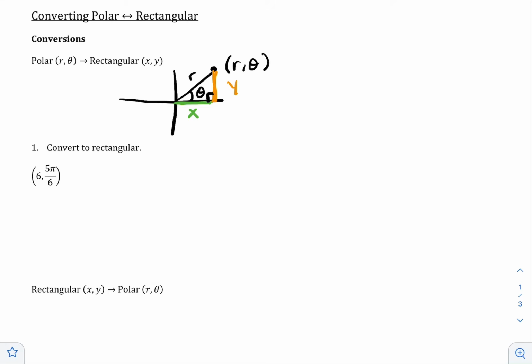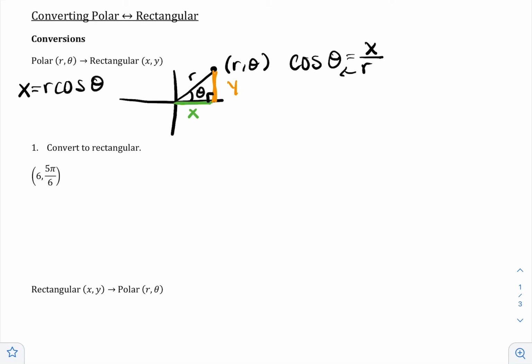So because we have a right triangle, we're going to be able to use SOHCAHTOA. Remember, you have the black and you're trying to get to the green and the orange. The first one I can do is look at x. Because I have theta and the hypotenuse of the right triangle, x is the adjacent, so I'm going to use cosine. So I have cosine of theta is the adjacent over the hypotenuse. And when I bring r over to the left side, x is equal to r cosine theta. So that's one of my conversion formulas.